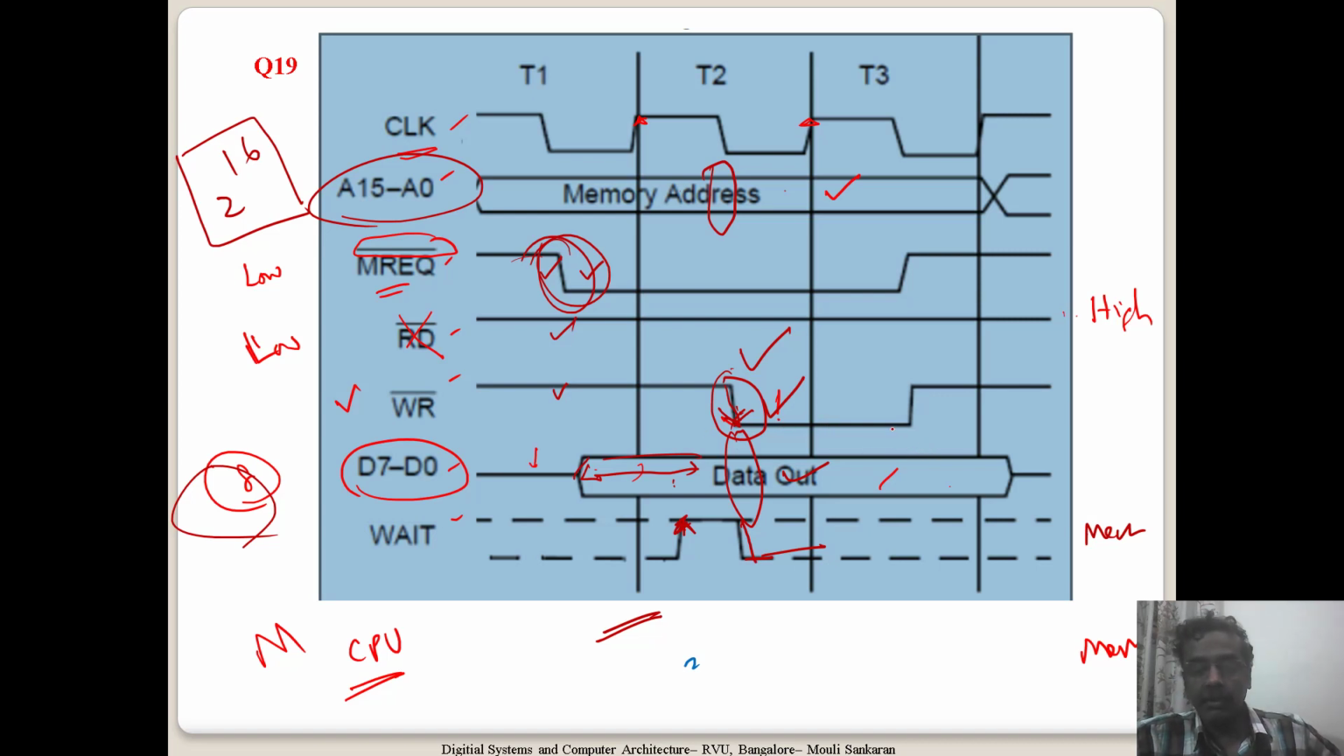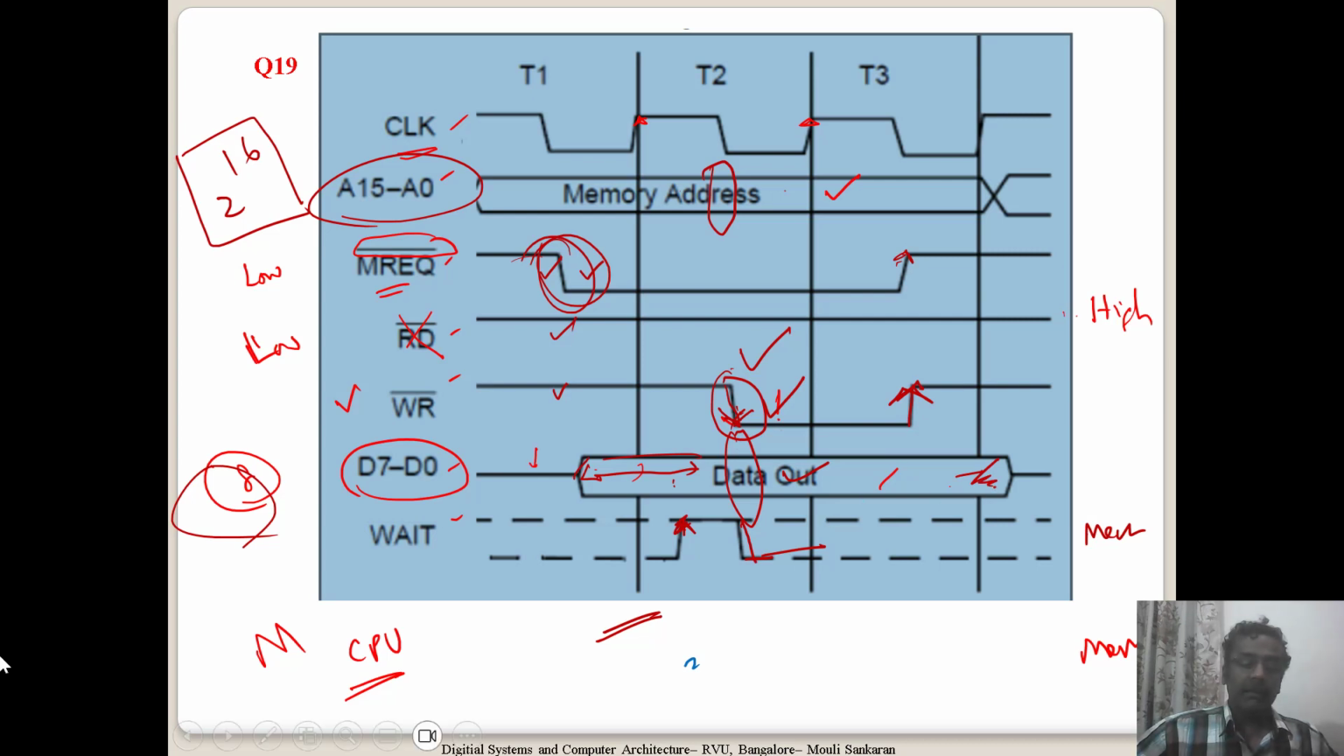Once the wait signal is taken out, the CPU will come to know that the write operation is done and the memory has taken the data. So it can say, I am going to end my write cycle by bringing the write up as well as memory request up, then it will withdraw the data which is latched by the CPU.